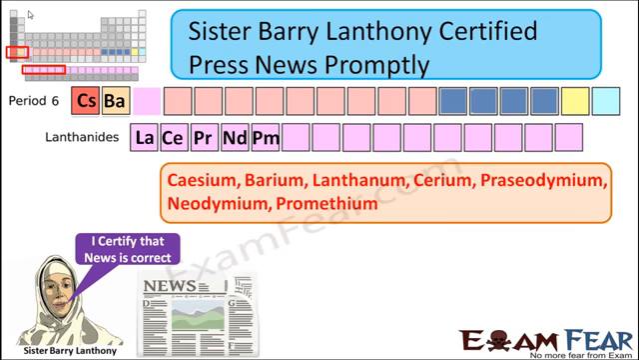So our final tip for these first few elements of period 6 would be Sister Barry Lanthony certified press news promptly. Now another interesting thing here is Lanthony reminds us that the lanthanide series starts from here, because the first element of the lanthanide series is lanthanum. So Lanthony is for lanthanum. So wherever you have Lanthony, that is the beginning of the lanthanide series. So the lanthanide series starts with lanthanum, followed by cerium, praseodymium, neodymium, promethium, and so on.